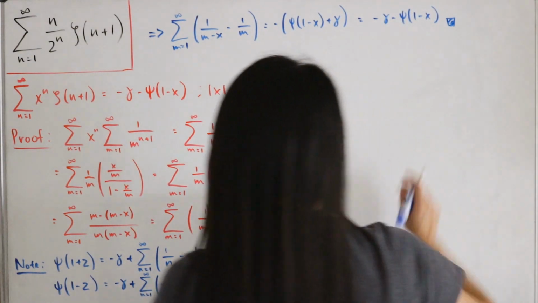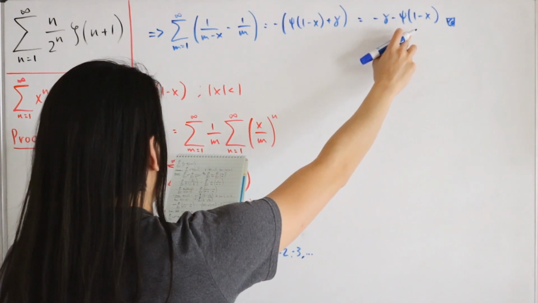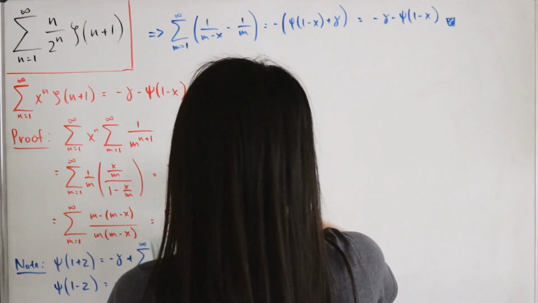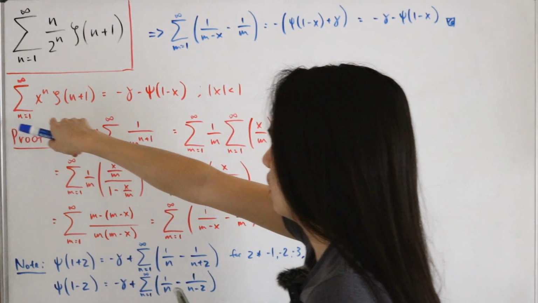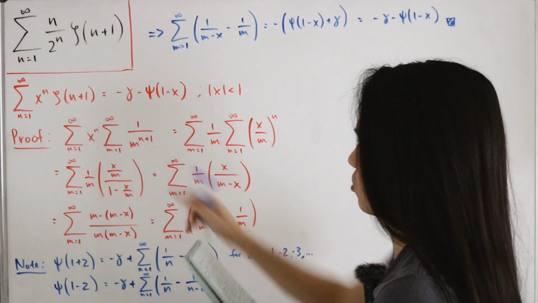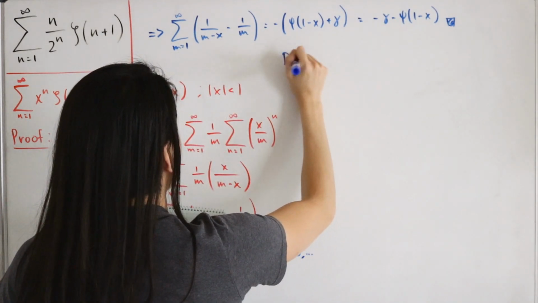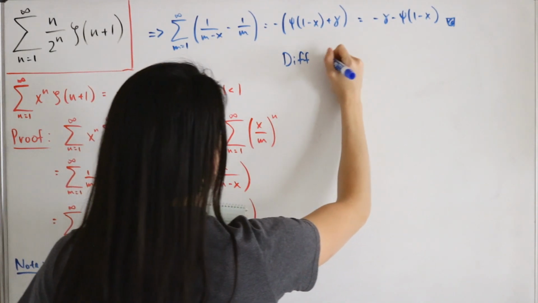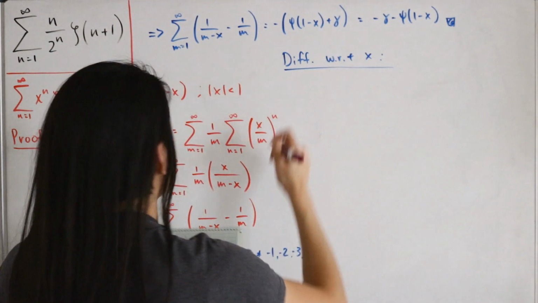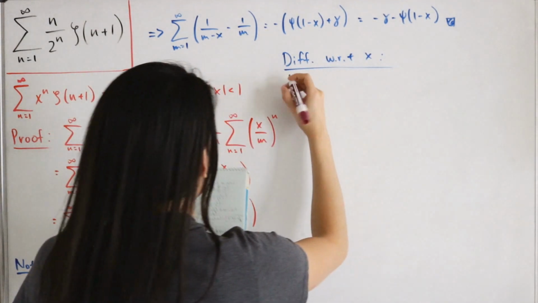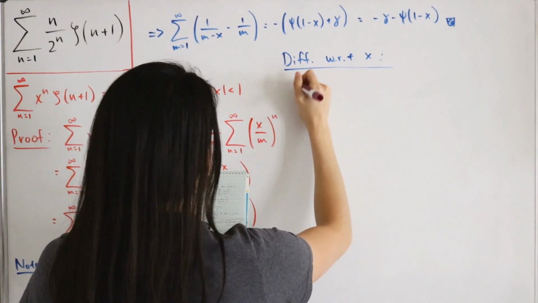So why don't I take our result from over here, and let's differentiate it with respect to x. Let me write out our little objective here. Now, if I differentiate with respect to x of this little result over here, we just utilize the power rule.